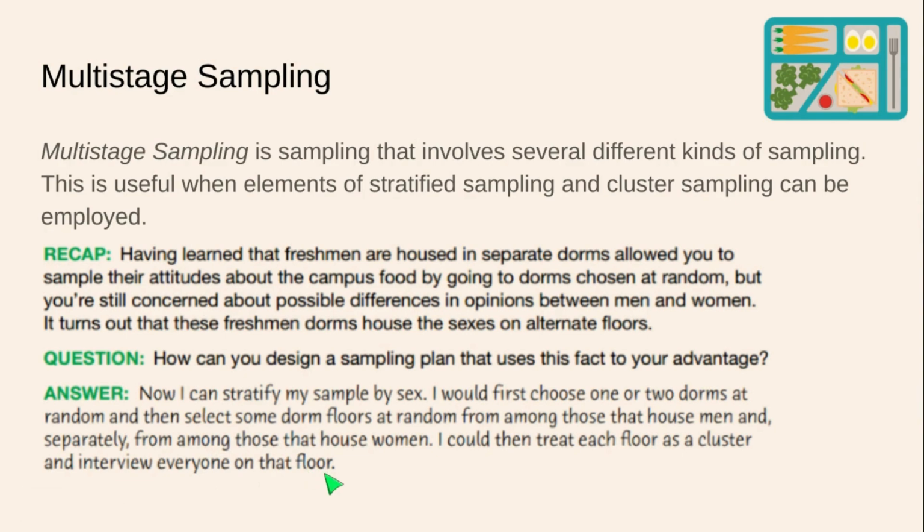So we want to make sure we're sampling proportionally to the representation of men and women on campus. But once we narrow that down, we can go to the men's floors and the women's floors and assume that a floor of men here will not answer much different than a floor of men somewhere else, and same with floors of women. All right.